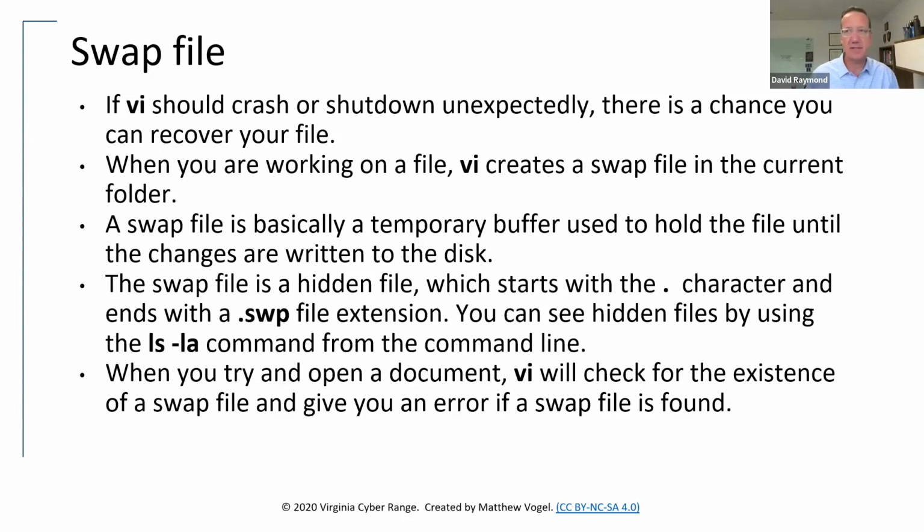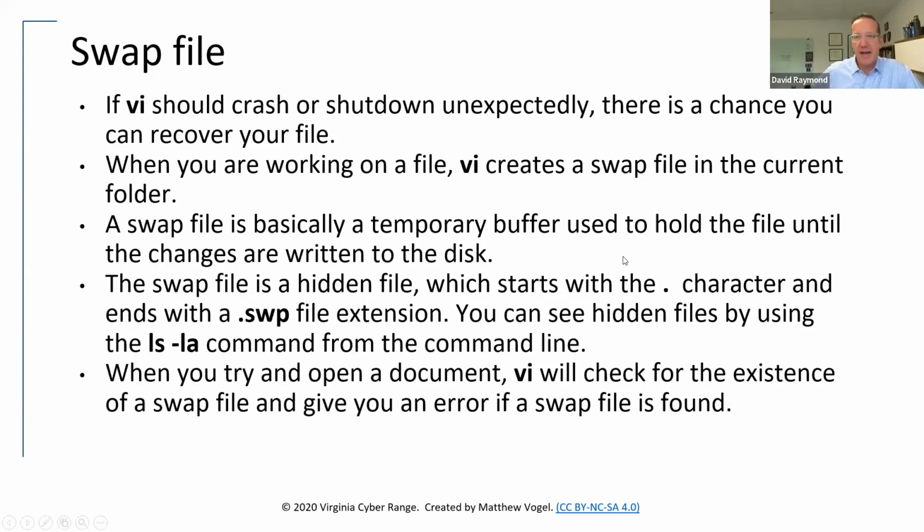Nowadays, it's better because programs like Microsoft Word do auto saves along the way. So if your system crashes or Word crashes and you try to open that file again, usually you can get back to those unsaved changes, and that makes life a little bit easier. Turns out VI does the same thing in the background. We don't even realize it. When you're working on a file, VI creates this swap file, which, as it mentions here, is a temporary buffer used to hold the file until the changes are written to the disk.